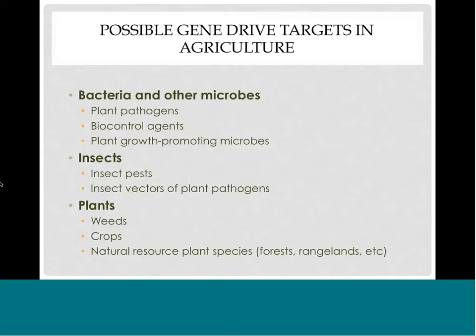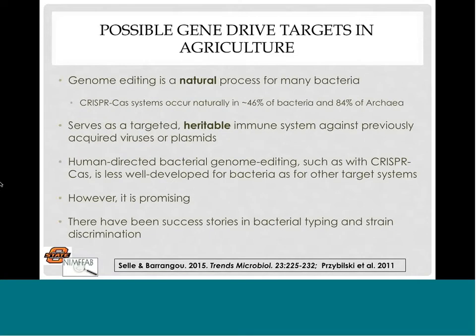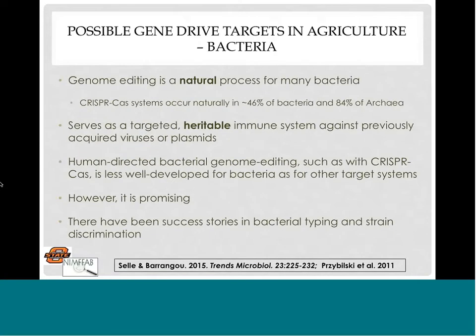Or we can look at targeting the plants themselves, and again, much has been written about the possibility of using them against weeds for weed control, but we could target the crop plants as well for beneficial effects, or looking at our natural resource plant species, the forests and rangelands. So if we look first at bacteria and other microbes, well, of course, genome editing is a natural process for many bacteria, and CRISPR-Cas systems have been found to occur naturally in close to 50% of bacteria that have been looked at, and an even higher percentage of archaea.